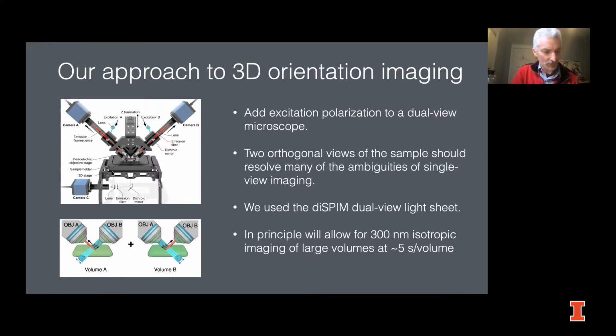Since this already existed, our thought was, if we add polarizers to this, we would be able to look at these dipole vectors from 2 different angles, and this might begin to resolve some of the ambiguities and limitations that I just described to you.